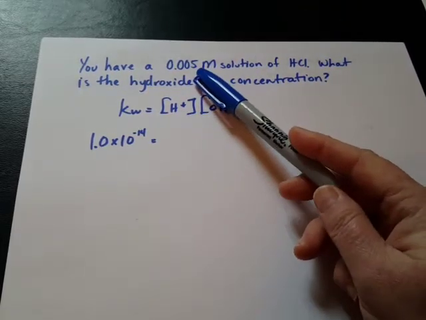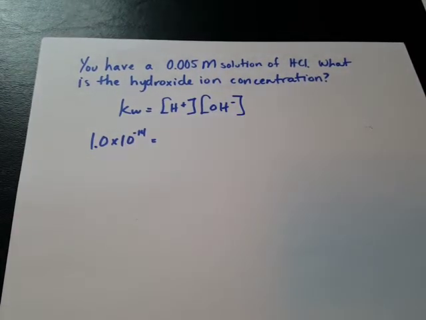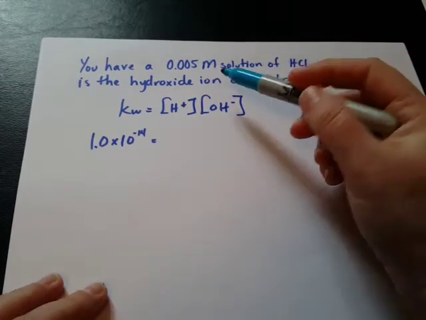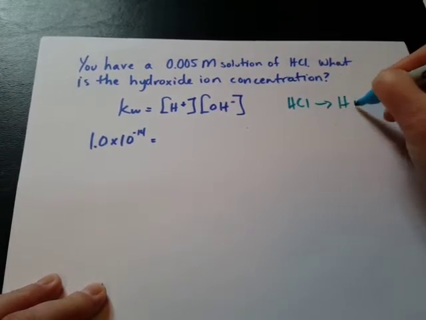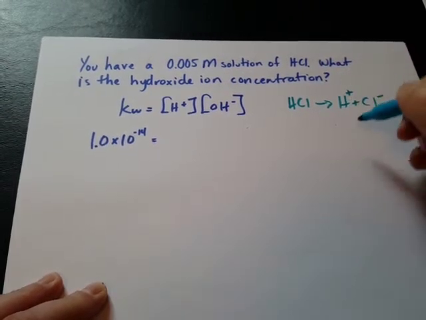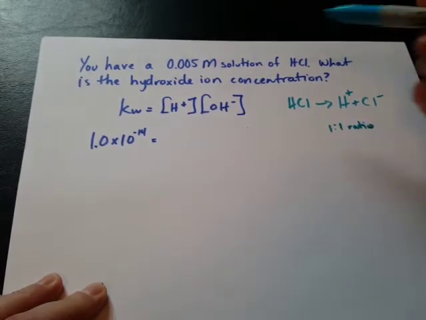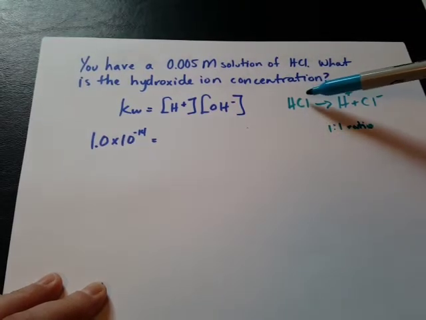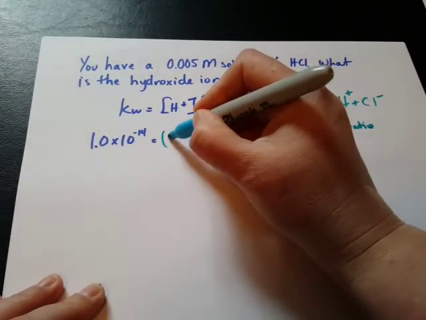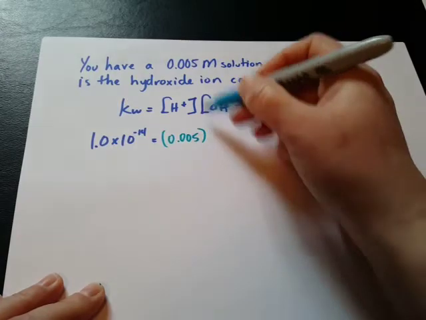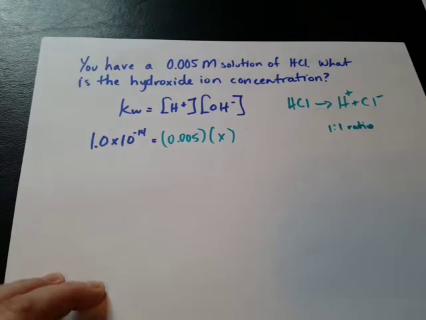So we're going to be identifying what's given in the question and what's required. We've been given a 0.05 molar solution of HCl. If we think about how HCl dissociates, it'll break up in a 1-to-1 ratio. So for every mole of HCl, we'll get 1 mole of the proton out. So we can use this value in our equation. The hydroxide ion concentration is what we're looking for, so we're just going to put an X.